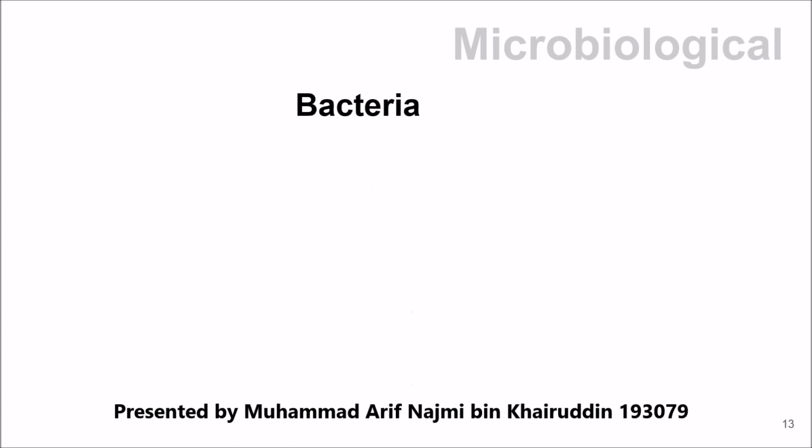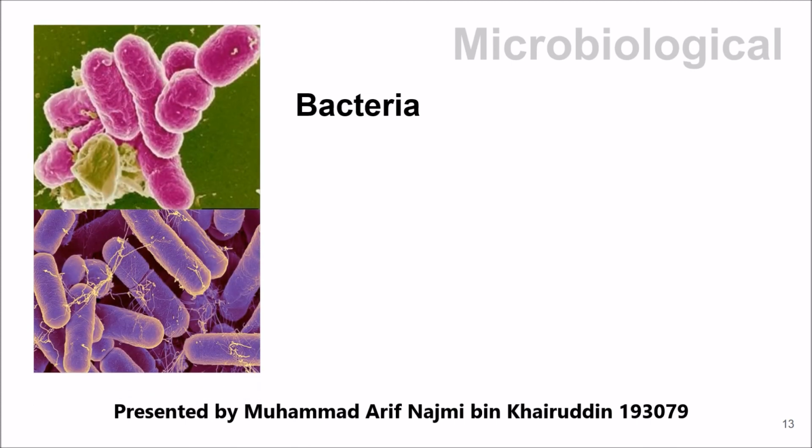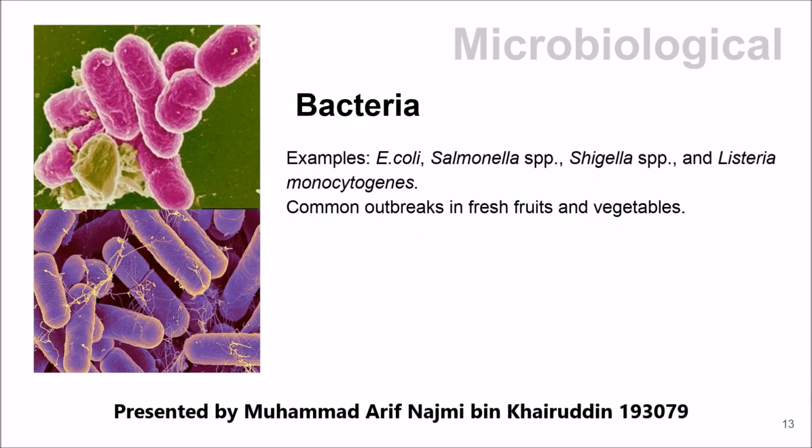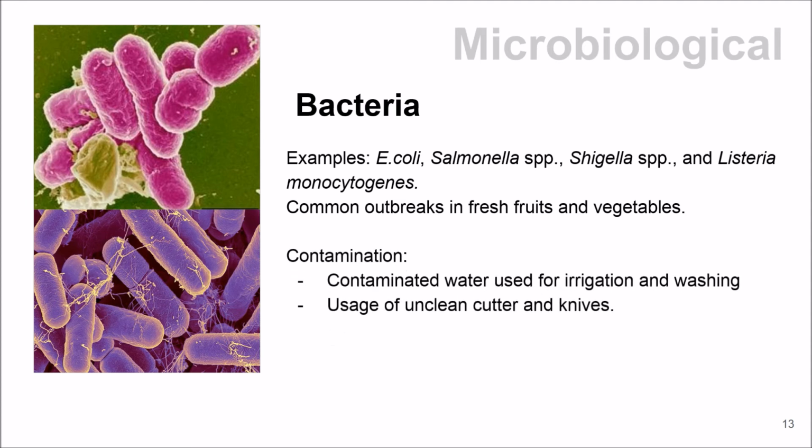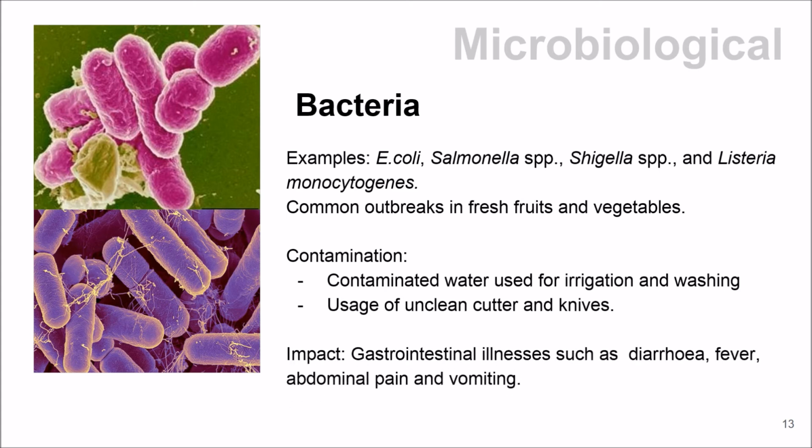The microbial contamination. The most common microbial contamination that occurs in fresh fruits and vegetables is bacteria. Examples of bacteria linked to fruits and vegetables are E. coli, Salmonella, Shigella, and Listeria monocytogenes. These bacteria are a common cause of outbreaks from fresh fruits and vegetables consumed by humans. Contamination from these bacteria can be sourced from the use of contaminated water for irrigation and washing, and also the usage of unclean cutters and knives for cutting, trimming, and peeling purposes. The impact of these bacteria on humans is gastrointestinal illnesses such as diarrhea, fever, abdominal pain, and vomiting.